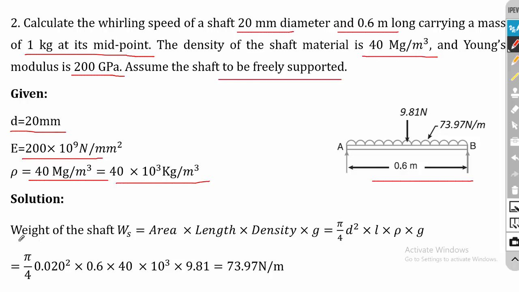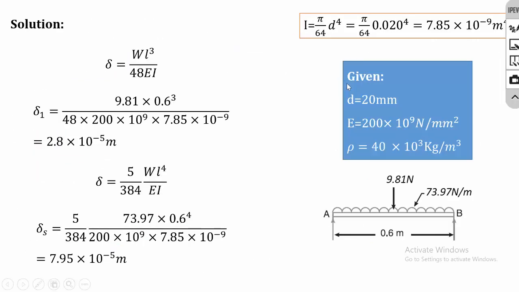Okay. So first we will calculate the weight of the shaft. As I told earlier, the weight can be calculated by volume into density into gravity. Area into length will give you the volume. So area is pi by 4 d square, length is L, density is rho and the gravity is G. So you can substitute everything in this equation so that you can calculate the weight of the shaft, that is 73.97 Newton per meter. Okay, so now we have calculated the weight of the shaft.